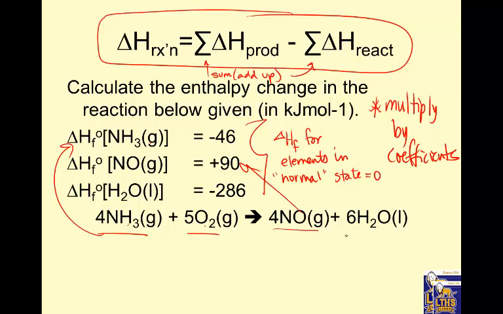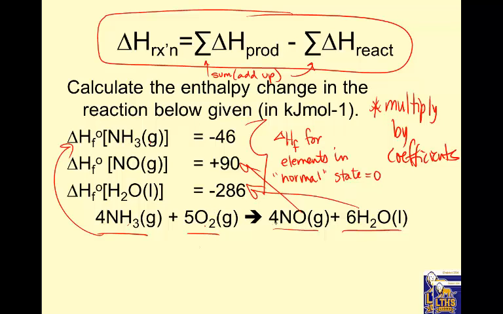Okay, so NH3 is in this table. NO is in the table. And H2O is in the table. Why isn't oxygen in the table? Because oxygen, O2 gas, is the normal state of oxygen, so it's assigned a value of 0 for its natural state.